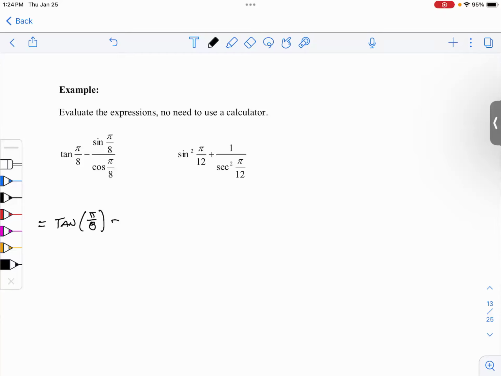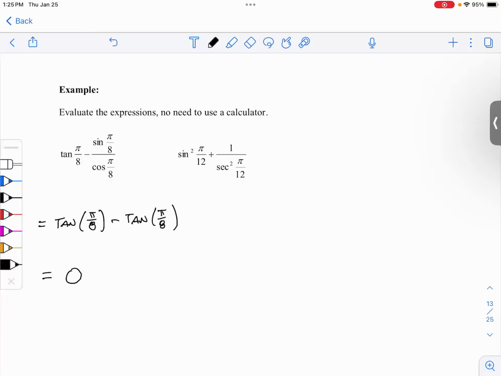Tangent 1. Tangent, right? It's not the same. Same things divided by themselves are 1, right? Sine divided by cosine is our quotient identity. So this becomes tangent pi over 8. Tangent of pi over 8 minus tangent of pi over 8. It's 0. Right? Something minus itself is 0.